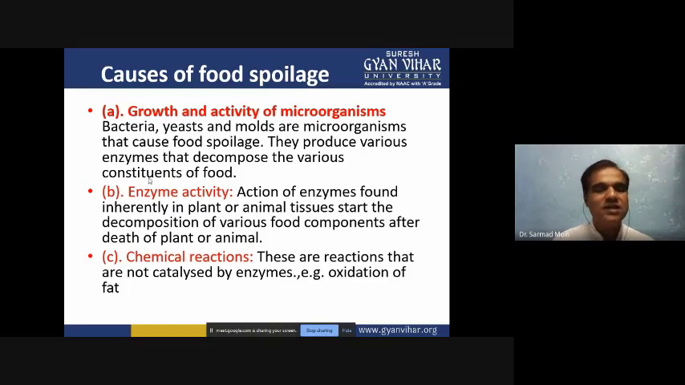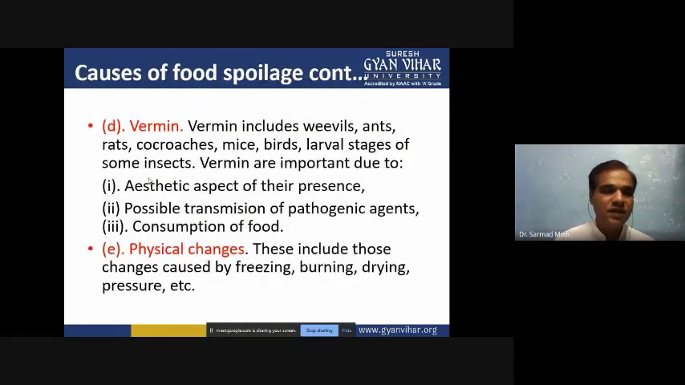Chemical reactions, enzyme activity, and the growth of microorganisms are all main reasons for food spoilage. There are other reasons also, like vermin. Vermin means rats, cockroaches, mice, birds, and larval stages of some insects. We call them all vermin. If birds, cockroaches, or rats come, they spoil the food. So these vermin also spoil the food.